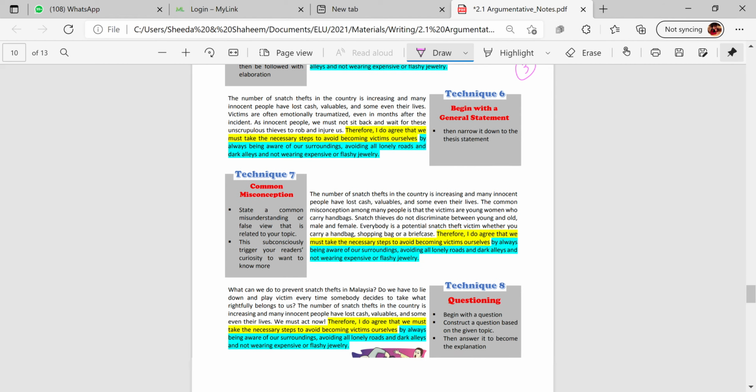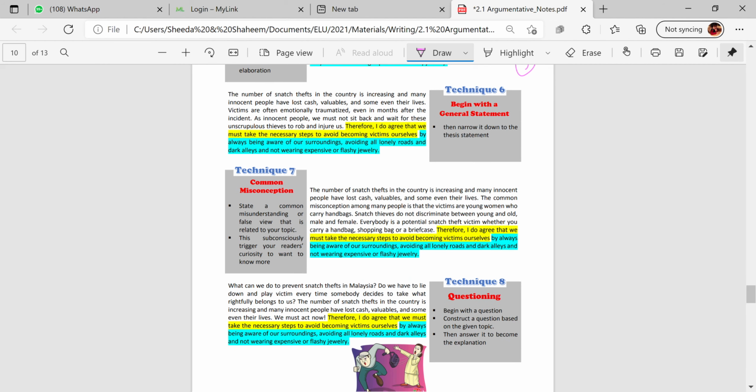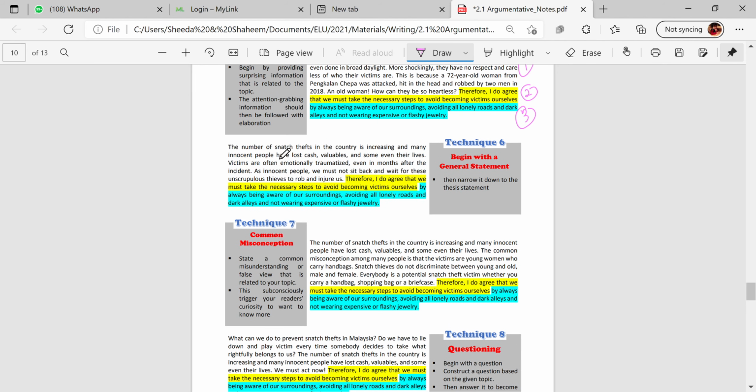Moving on to technique 6. Begin with a general statement. This is the common way on how we can write our introductory paragraph. You're given a topic, you give a general statement regarding the topic. For example here, the number of snatch thefts in the country is increasing and many innocent people have lost cash, valuables, and some even their lives. Okay, general statement of the topic.